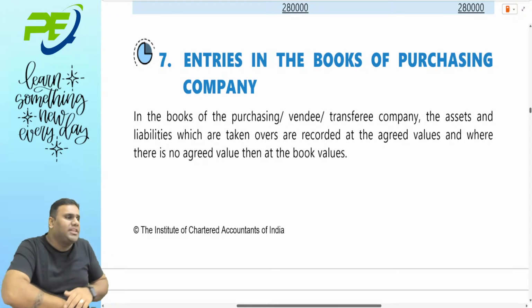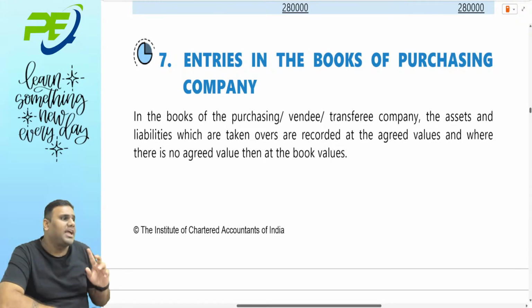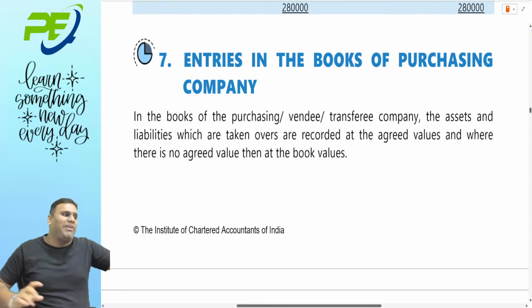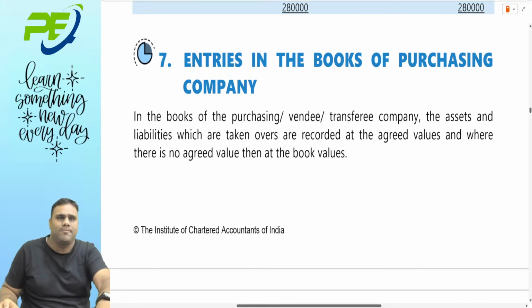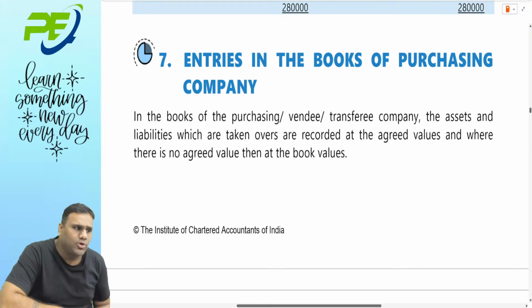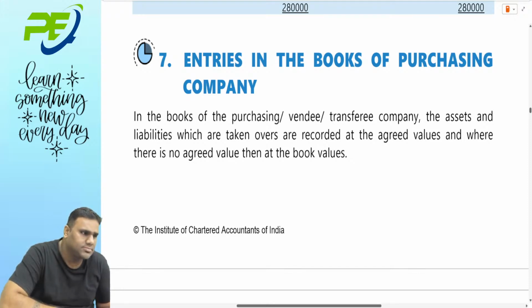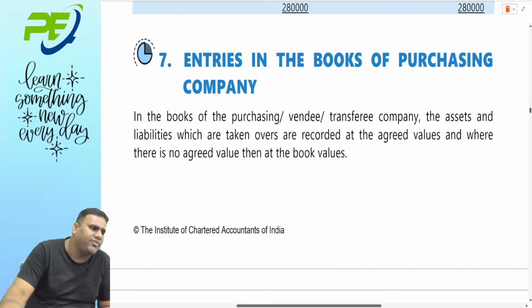And whatever purchase consideration money you will give to the selling company, ideally the journal entry should be business purchase to selling company, but never will you do so. You will not give to the selling company, you will give to the liquidator of the selling company. So business purchase account debit to liquidator of selling company.